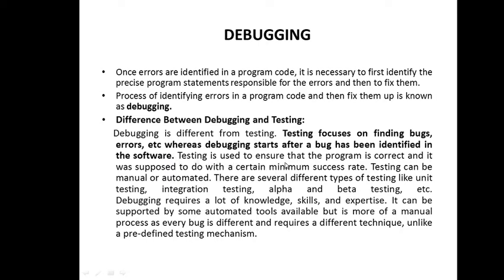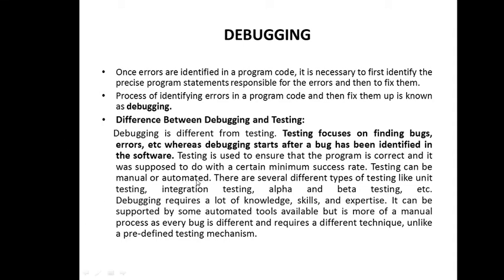So testing is used to ensure that the program is correct and does what it was supposed to do with a certain minimum success rate. Testing can be manual or automated. So what do we mean by manual or automated? Manual means that we do it with our hands without any tool. But automated is when we use some testing tools for performing the testing task, which could be done very easily, and less time and less effort will be required. So that is automated testing.